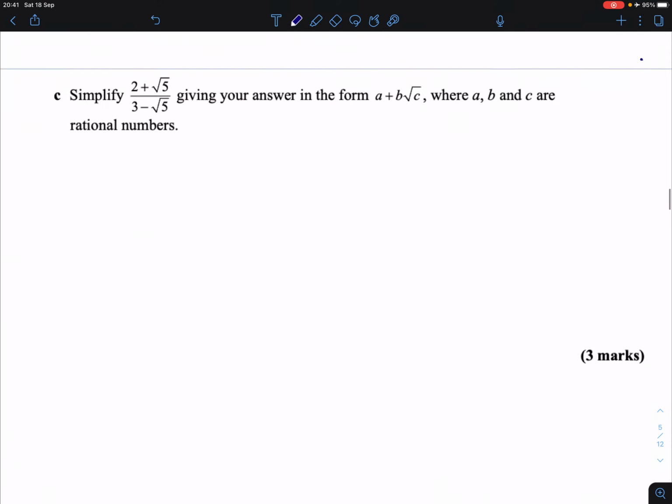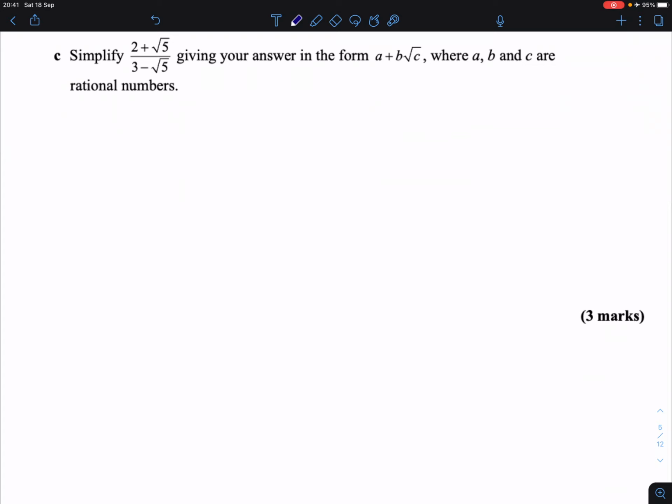Last but not least, part C, simplify 2 plus root 5 all over 3 minus root 5, giving your answer in the form a plus b root c, where a, b, and c are rational numbers. So no surds for a, b, or c. Although c itself is going to be underneath a root, making it a surd.